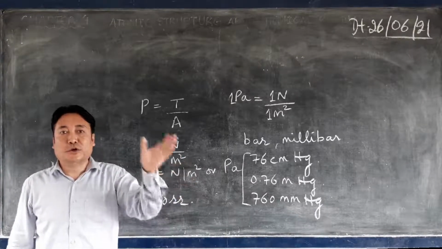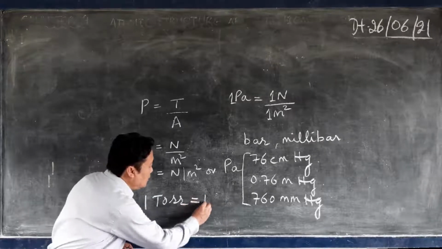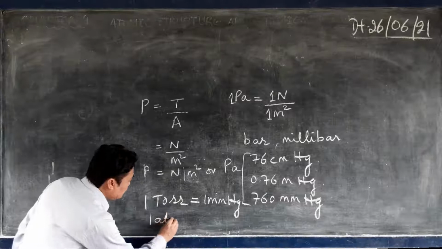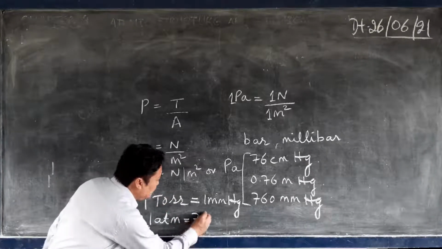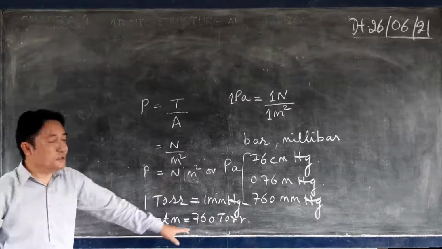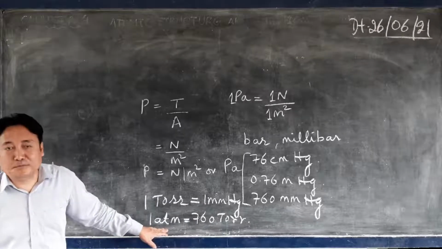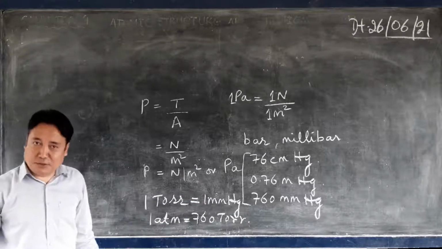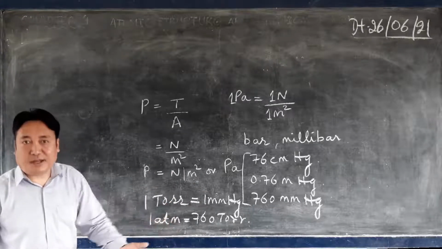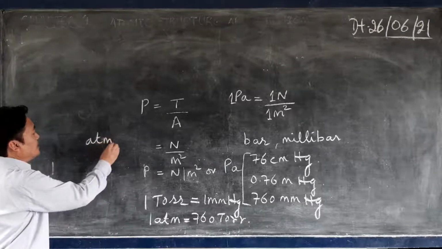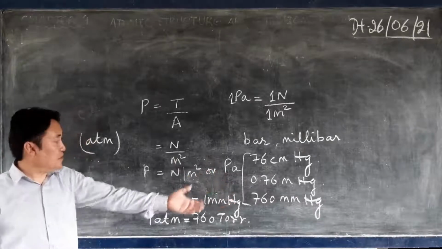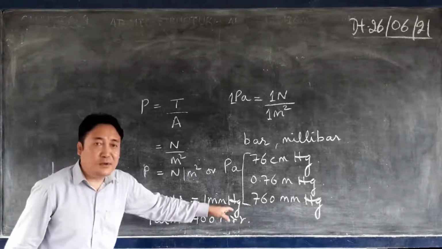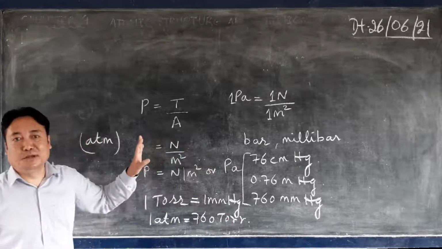And 1 torr is equivalent to 1 millimeter of mercury. 1 atmosphere is considered as 760 torr, T-O-R-R. Atmospheric pressure can also be expressed in a unit known as atmosphere, written as ATM. So atmospheric pressure can be expressed in atmosphere or in torr. 1 torr is equivalent to 1 millimeter of mercury, and 1 atmosphere is equivalent to 760 millimeter of mercury.